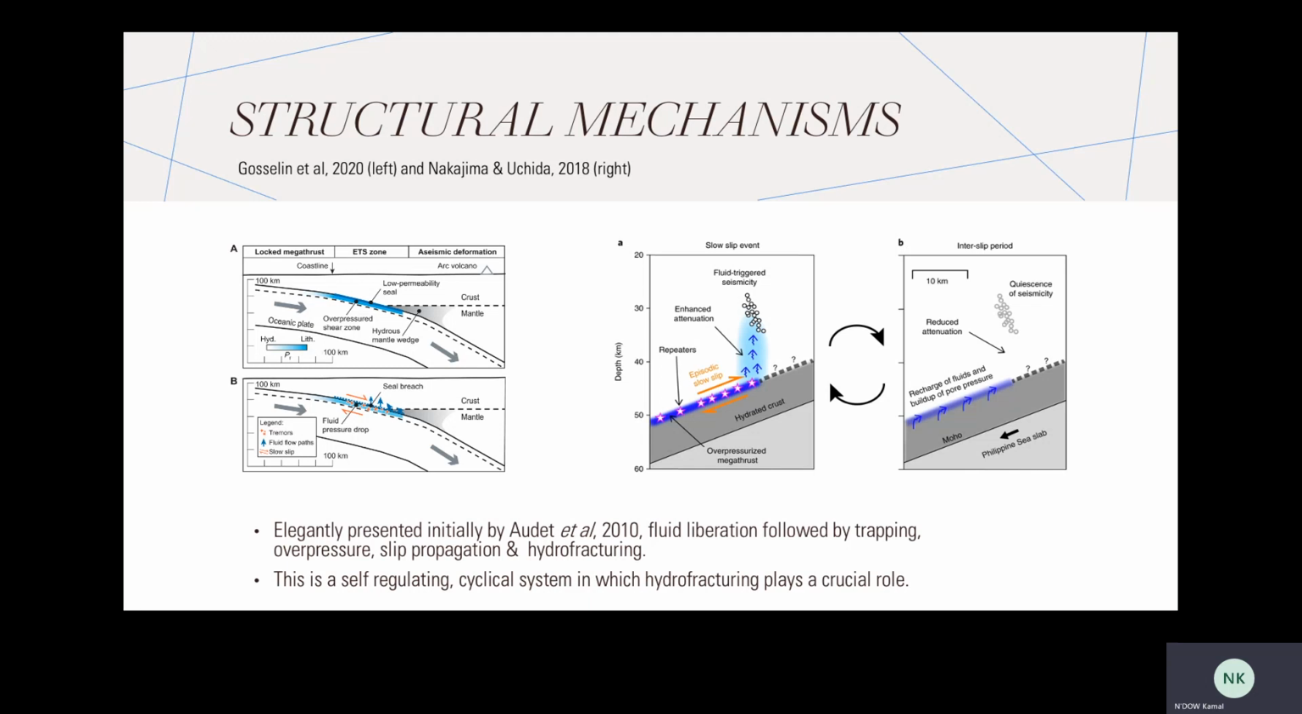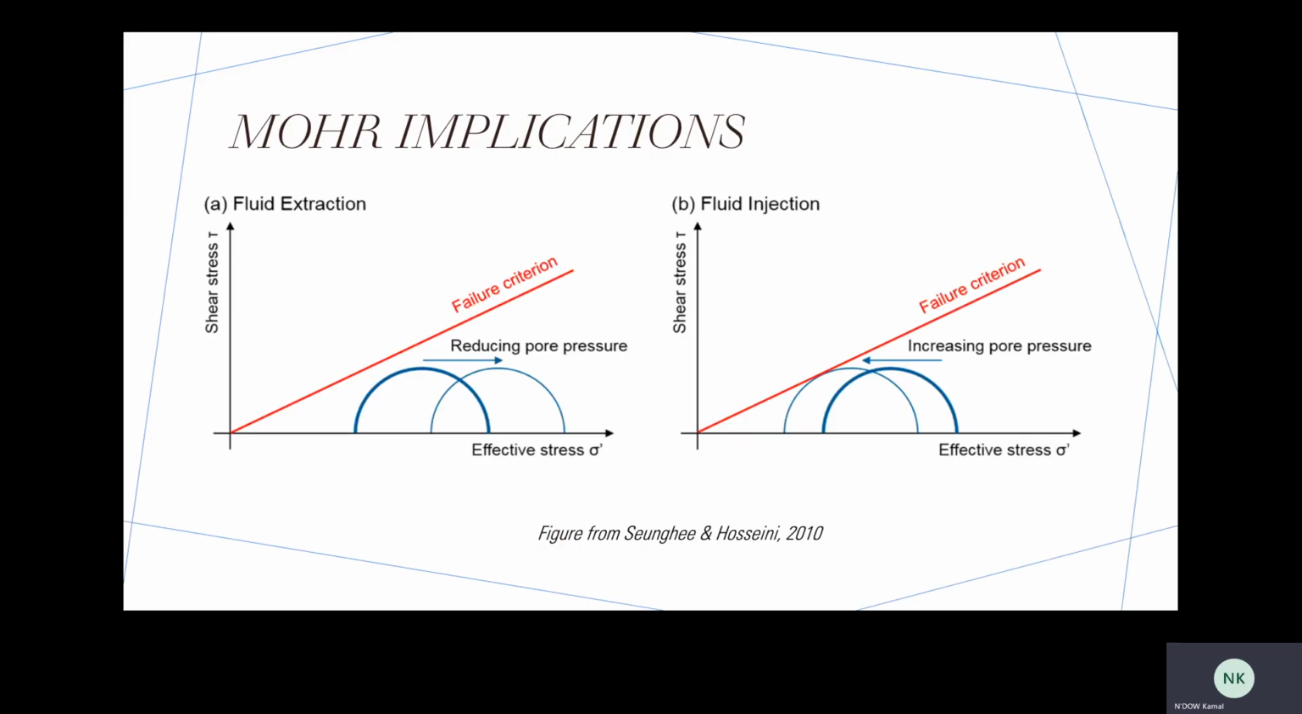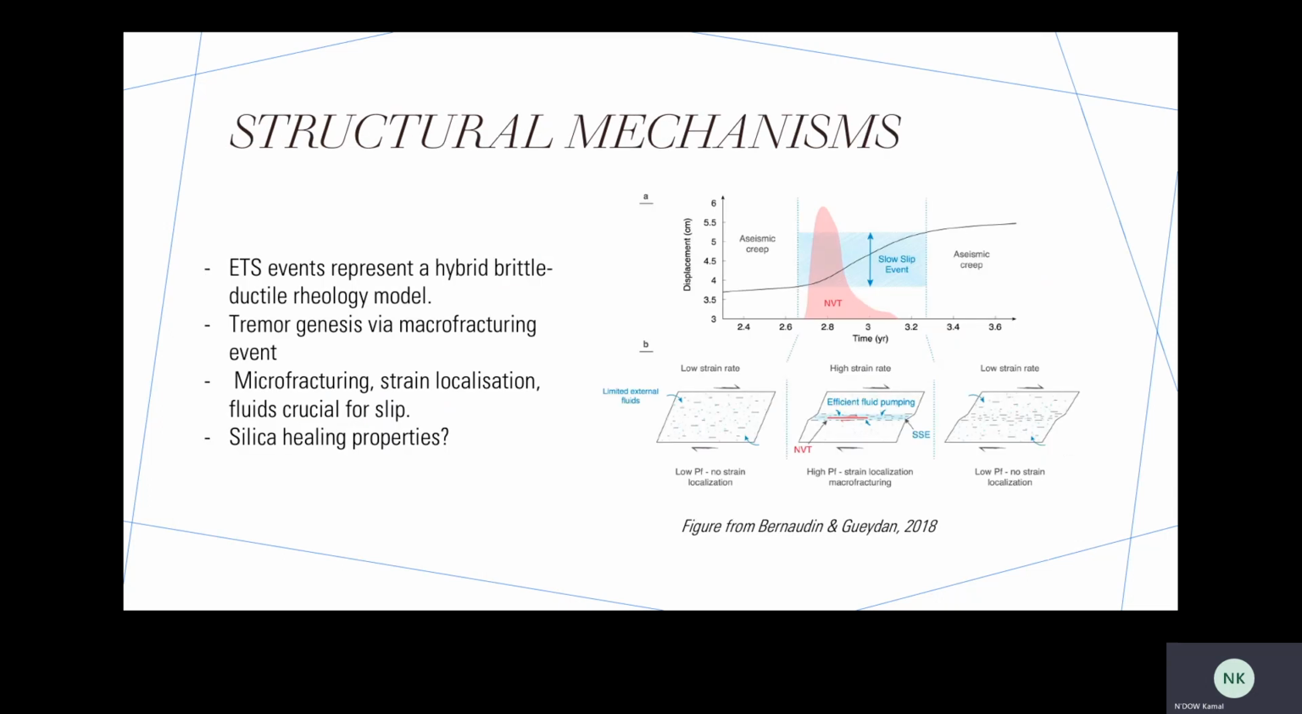Dehydration embrittlement is where hydrous minerals, often serpentinites, will dehydrate and induce an increased pore fluid pressure as the liberated fluids accumulate within a low permeability rock. This process is often associated with the triggering of unstable faulting and earthquakes because it will push the Mohr circle of a rock unit closer to the critical yield stress, as we can see in this final figure here from Seung-hee and Hosseini. Eventually, fracturing will occur, allowing pore fluid pressures to fall again and the termination of the slip event. The general mechanism which we have just described, initially proposed by Audet et al., is still widely agreed on.